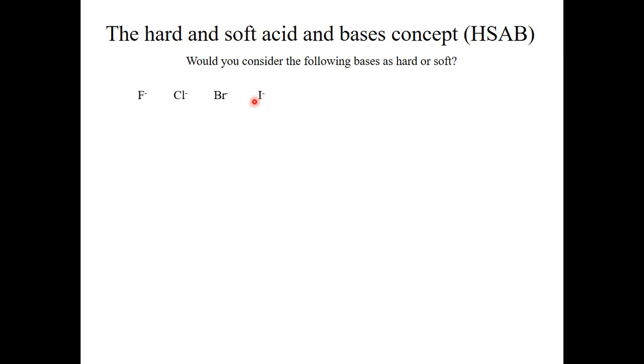Okay, so in fact, the fluoride ion is considered quite hard. The iodide ion is considered to be quite soft, and chloride and bromide are intermediate cases, okay, whereby the bromide would be considered softer than the chloride.